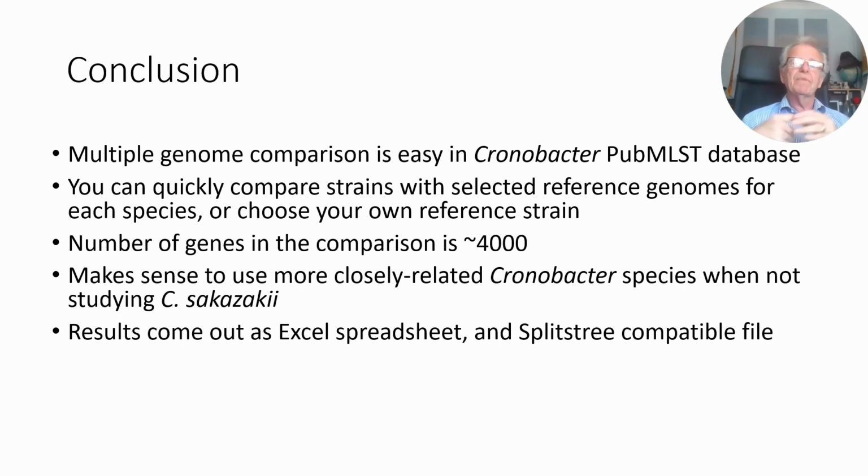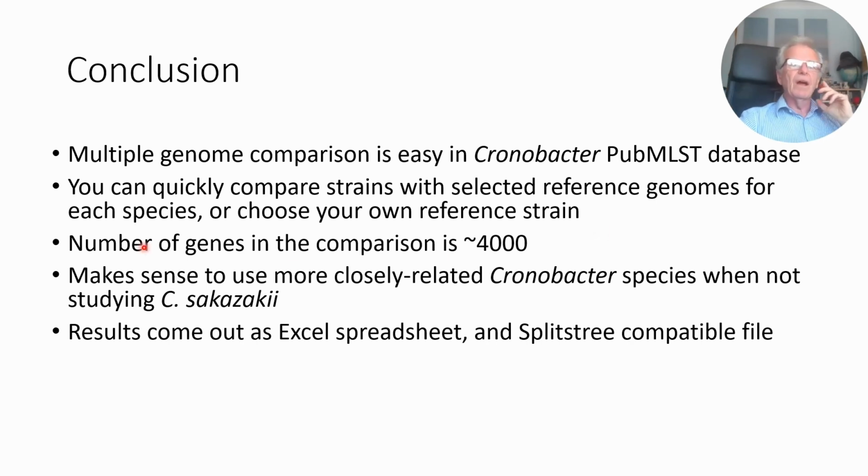So in conclusion, multiple genome comparison is very, very easy in the PubMLST database. You can quickly, really quickly compare strains. One wouldn't normally do 1,000 strains in one run. I just used it as an extreme example just then. The reference genomes are there as a type strain for each species, plus the SP291 as a reference one for ST4. There are others, so you can choose your own reference strain if you want. You just use the refseq file for this, or if you have any problems, just email me.